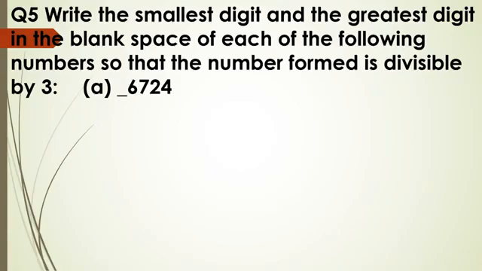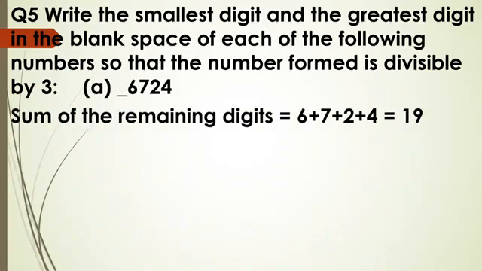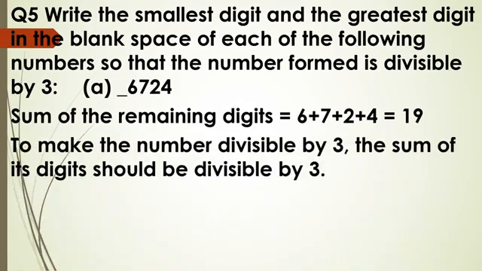So let us find out the sum of the remaining digits. It is 6 plus 7 plus 2 plus 4, and plus the blank also you can write down, which is equal to 19. Is 19 divisible by 3? No. So what do you add in 19 to make it divisible? That is the smallest number.